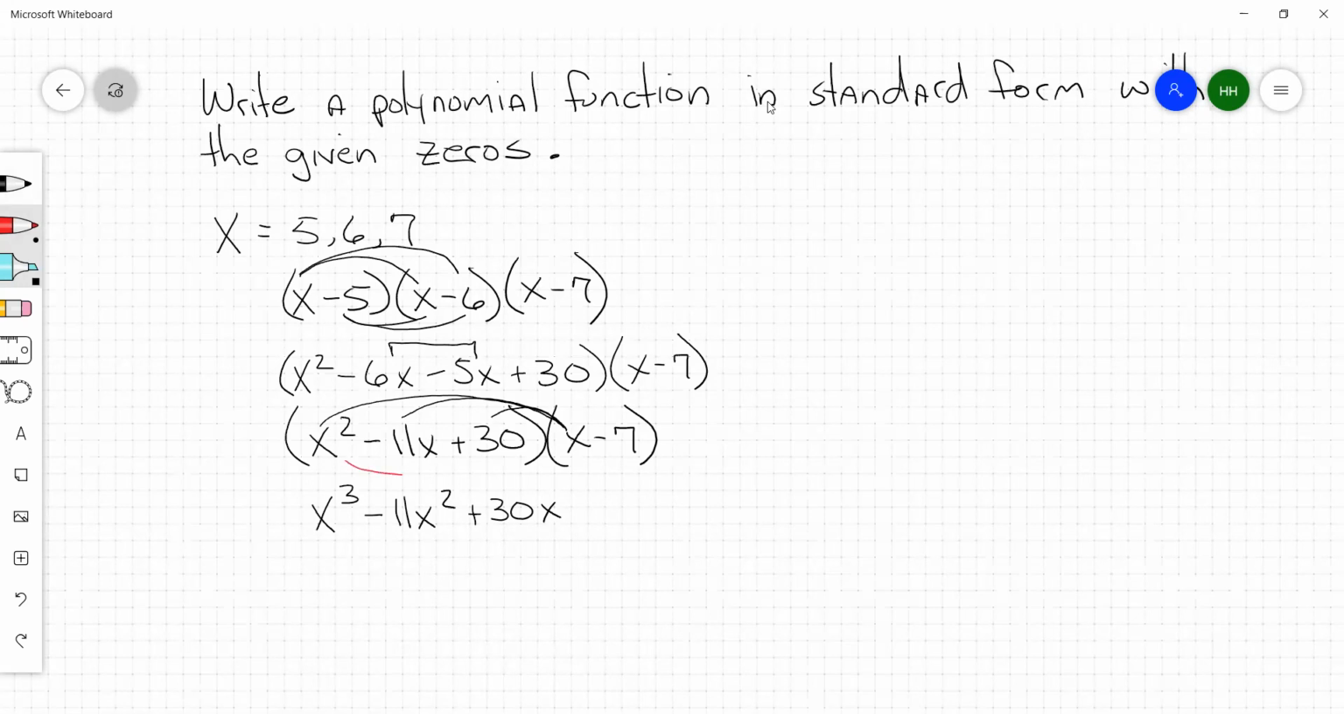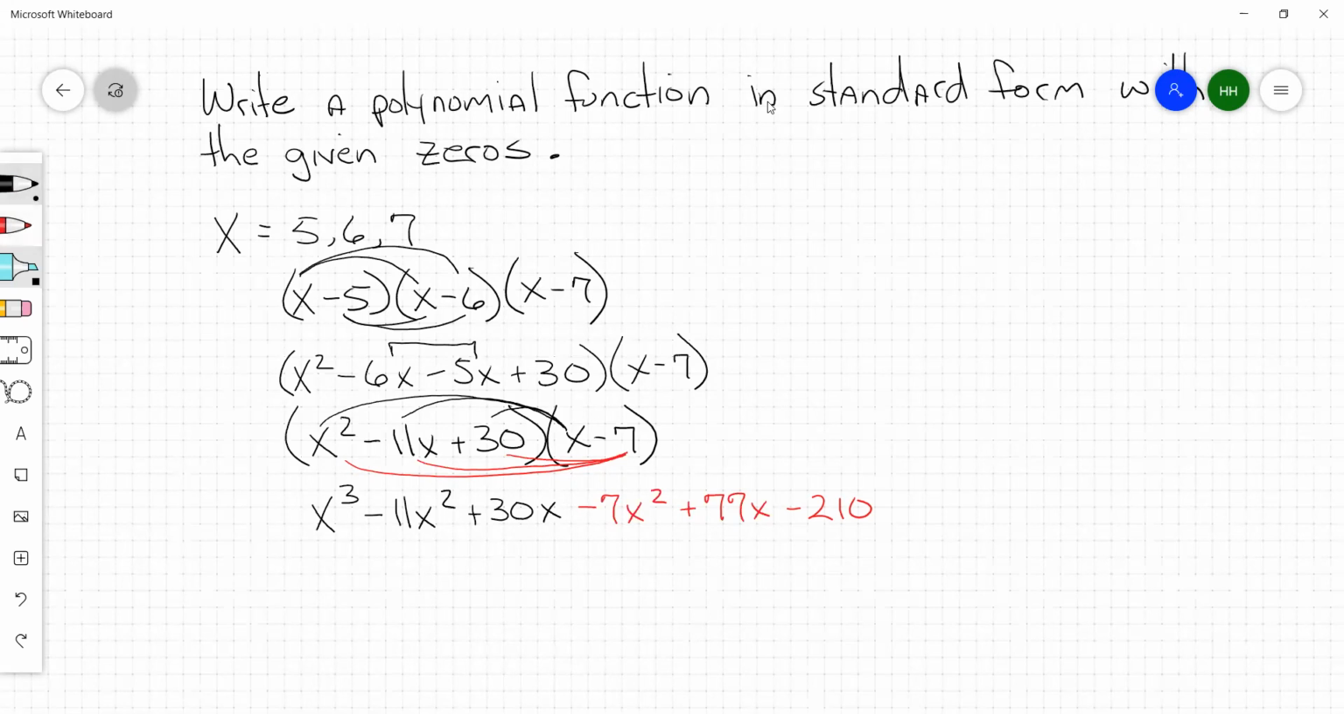You got to take your x squared and multiply it by -7, which is -7x squared. And then your -11x times the -7, which would be +77x. And then your 30 times your -7, which would be -210. And now you have to be careful when you're combining like terms, okay?